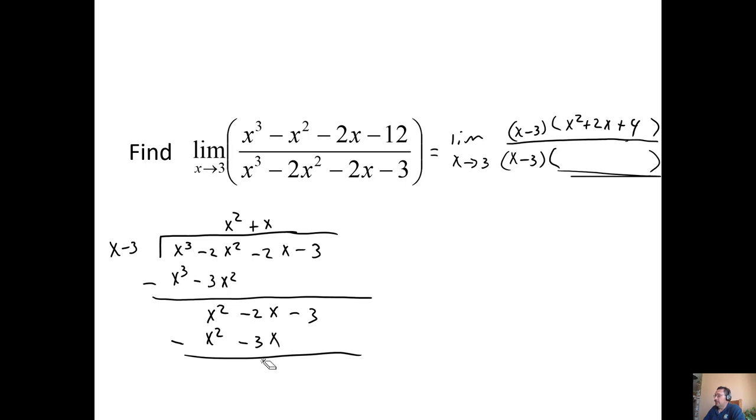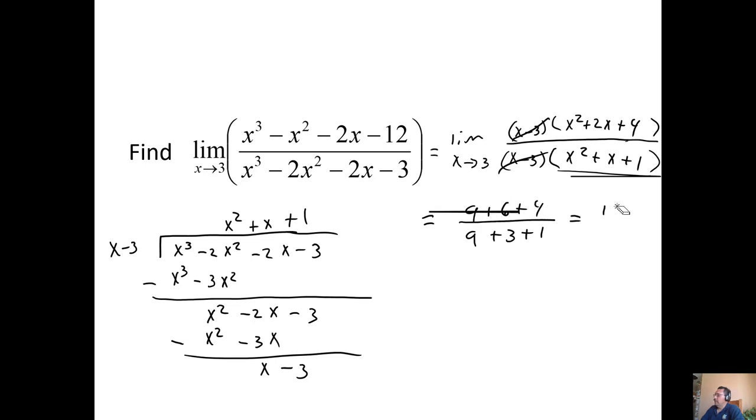and then this becomes x minus 3 plus 1. So you get x squared plus x plus 1. Now the x minus 3's cancel out. Now you are free to substitute in, because in the denominator you get 9 plus 3 plus 1, which is not 0, so we're good. In the numerator you get 9 plus 6 plus 4. And so you get 19 divided by 13. And we are done with this one.